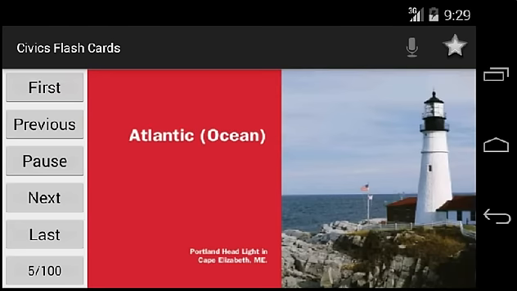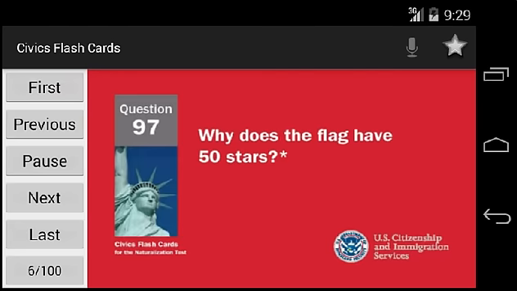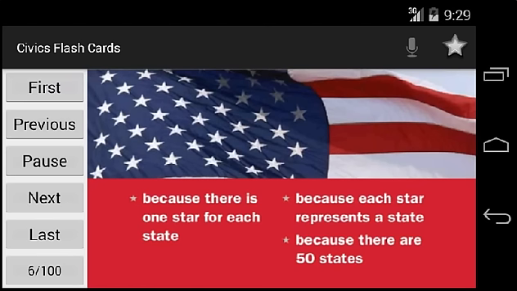What ocean is on the east coast of the United States? Atlantic Ocean. Why does the flag have 50 stars? Because there is one star for each state. Because each star represents a state. Because there are 50 states.